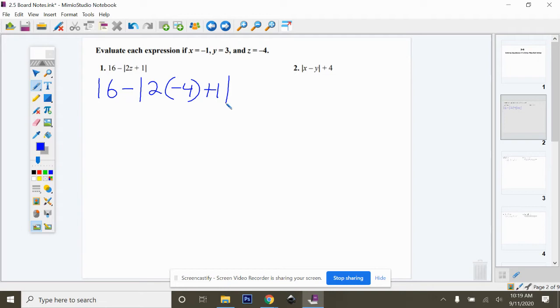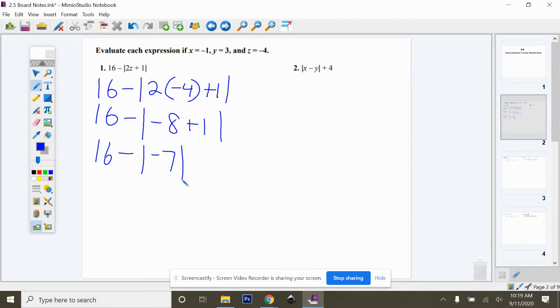Now to start with, absolute value kind of works like parentheses. So if we're going to solve this with the proper order of operations, then we need to do our parentheses first. I'm not going to mess with the 16. It can stay right where it is, minus absolute value. And I want to do all the stuff inside the absolute value first. 2 times -4, well, that's -8 plus 1. I still have stuff in the absolute value. So that's now 16 minus the absolute value of -8 plus 1. So -8 plus 1 is -7.